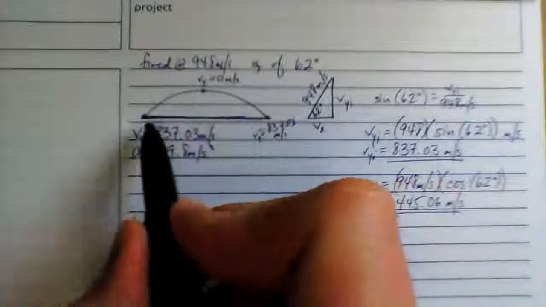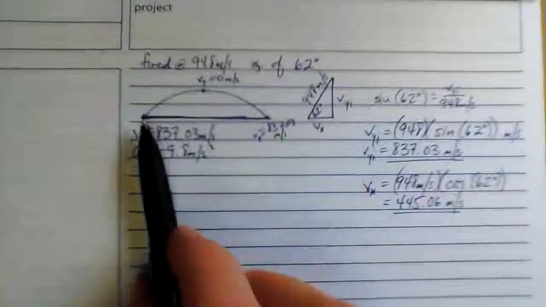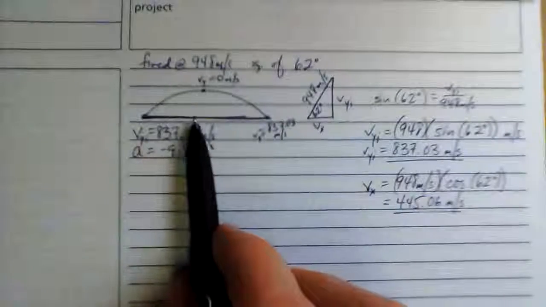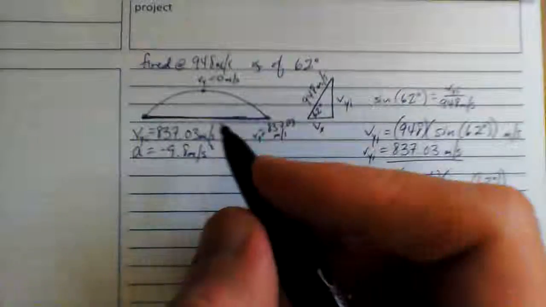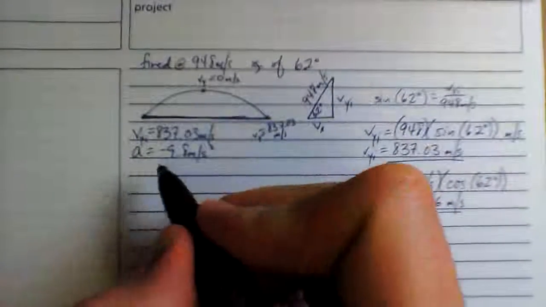My Vx is going to be the same across. If I had a shadow on the ground, that shadow would move at the same velocity the entire time. So a couple other things that we want.